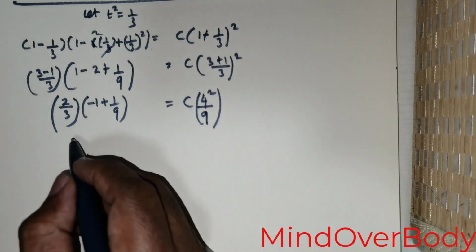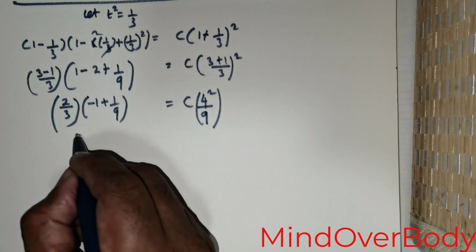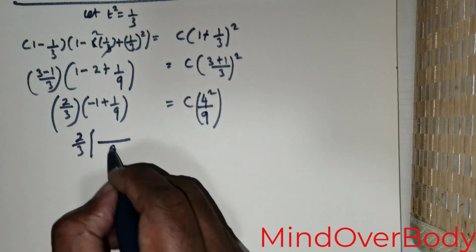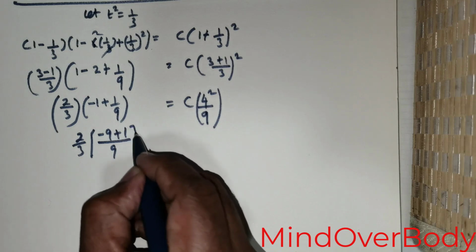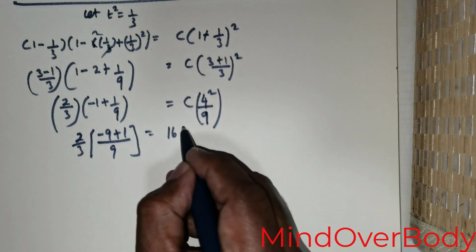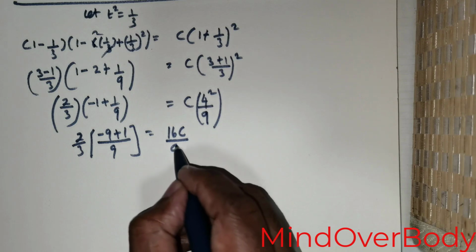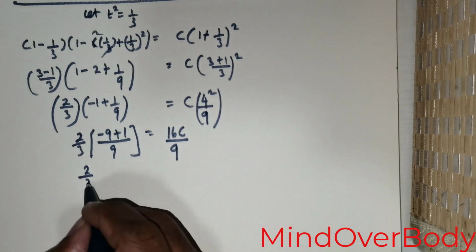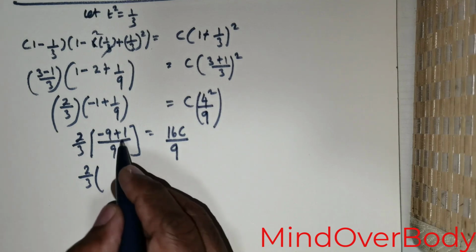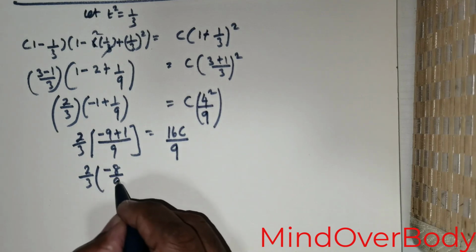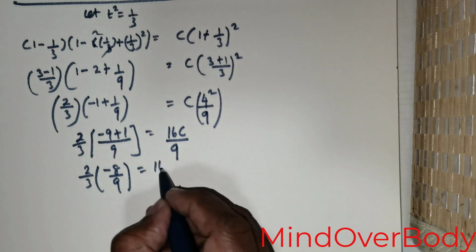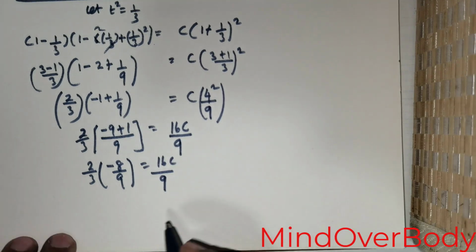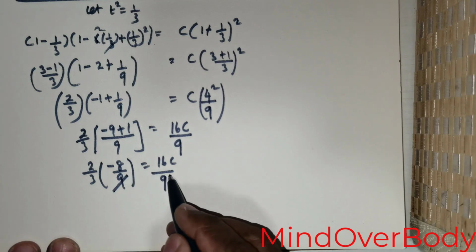So this is what we have got here. Now let me just simplify the other term. So this is going to be 2 over 3, I take the LCM as 9, so it's going to be negative 9 positive 1 is equal to 16 times c over 9. So 2 over 3 of negative 9 positive 1 is negative 8 over 9, and you got 16c over 9. Now what we can do is the 9 and the 9 can be cancelled.